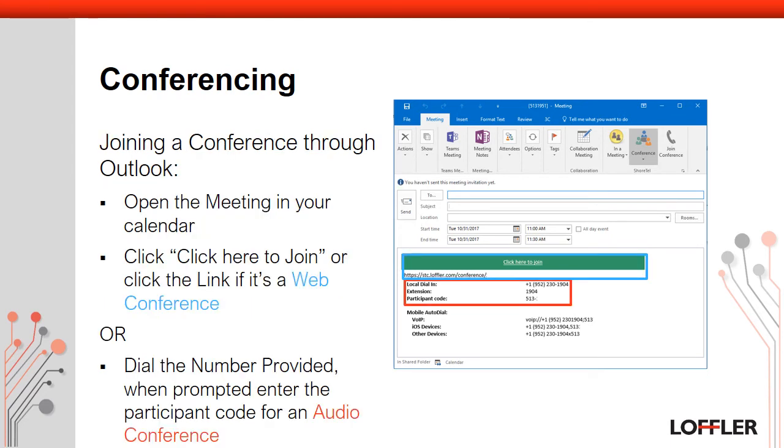To join a call from Outlook, open the meeting in your calendar. Click on the Click Here to Join, or the link if it is a web conference, or if it is an audio conference, dial in the number provided and when prompted, enter in the participant code.